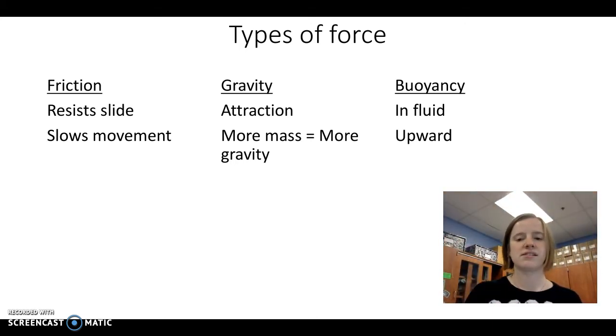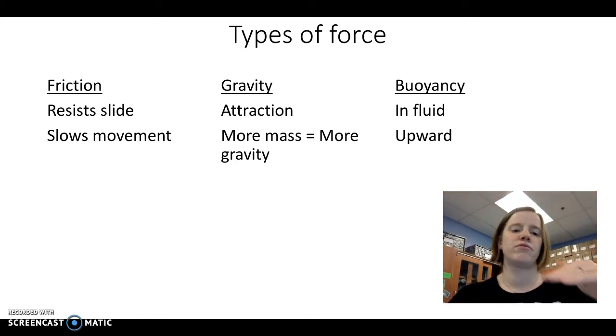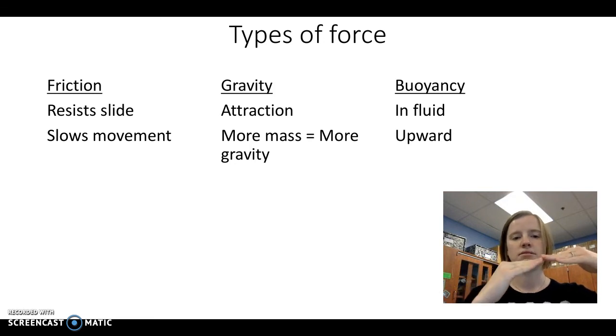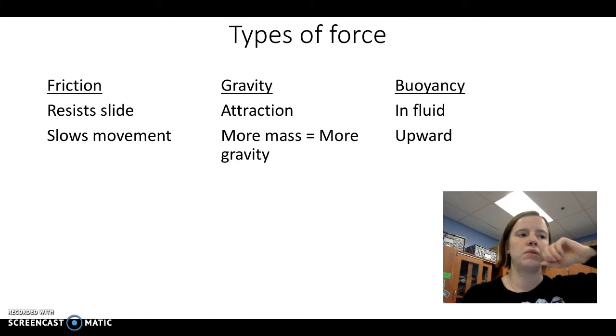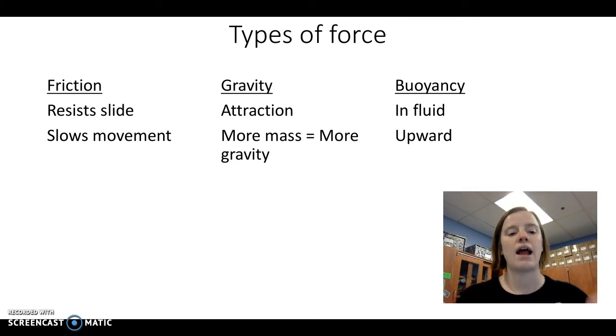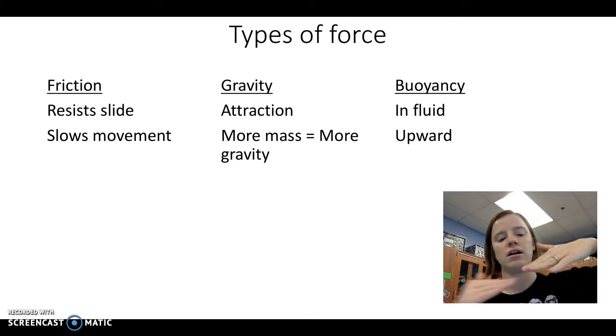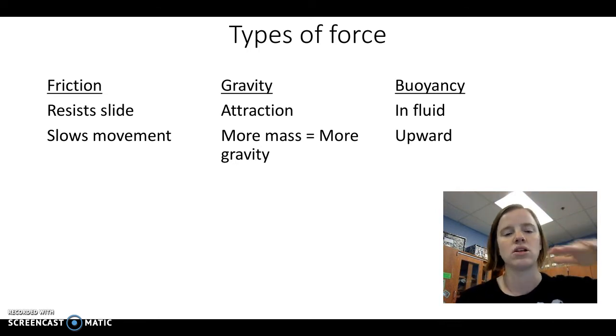Friction resists slide. So if anything is sliding, friction is always acting against it. A toy car on sandpaper, you walking across the floor. Anything that slides at all, there's friction working against it. It slows movement down.